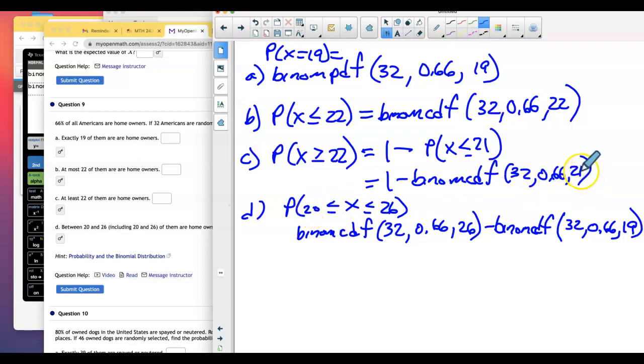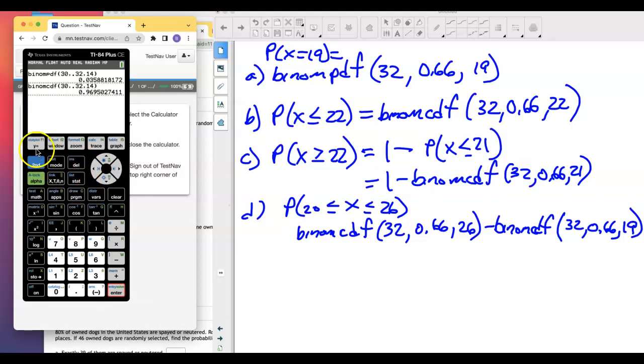Just like this one, we took away one less because we don't want to include 22 in our count. We don't want to take away 20 here. We only want to take away up to 19. All right, so if we plug these into the calculator, that should give you your solutions. So you just have to do that in this thing using your distribution. So second distribution, scroll down to A or B, and type them in.